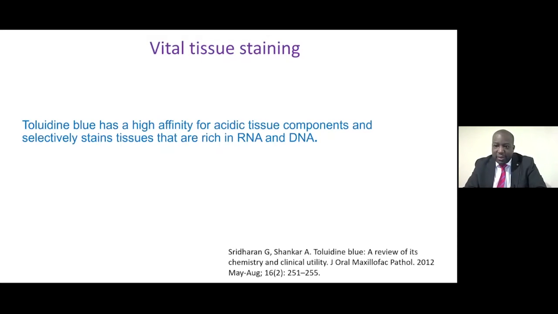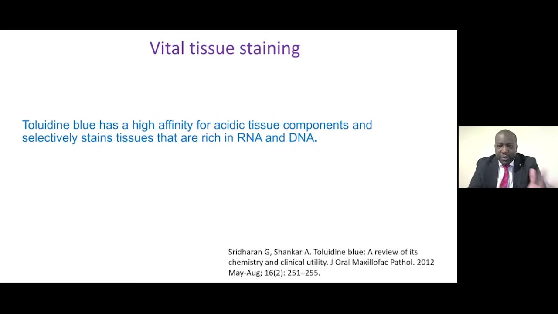We've got toluene blue, which is a metachromatic vital dye that has been used for more than 40 years to aid the detection of various conditions. And the reason why it's so useful is that premalignant and malignant cells contain significantly more RNA and DNA compared to normal cells. So areas that stain dark blue are considered a positive stain, and they require further investigation.